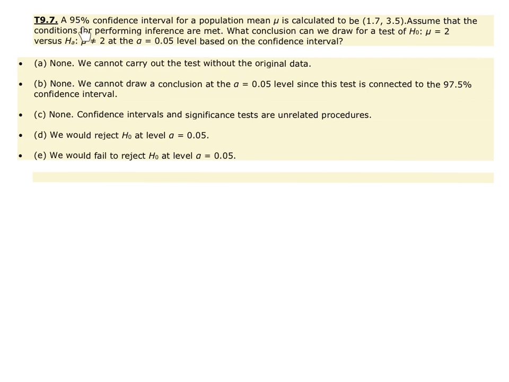Number 7, a 95% confidence interval for a population mean mu is calculated to be 1.7 to 3.5. Assume that the conditions for performing inference are met. What conclusions can we draw for the test that H sub O is mu equal to 2 versus H sub A, mu is not equal to 2, at the 5% significance level based on the confidence interval?